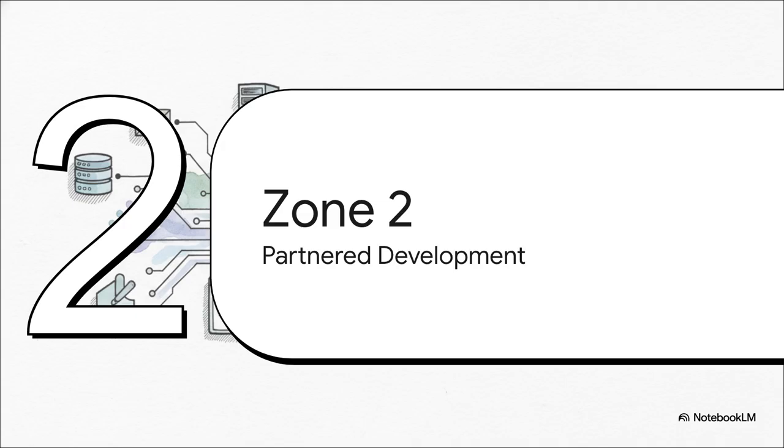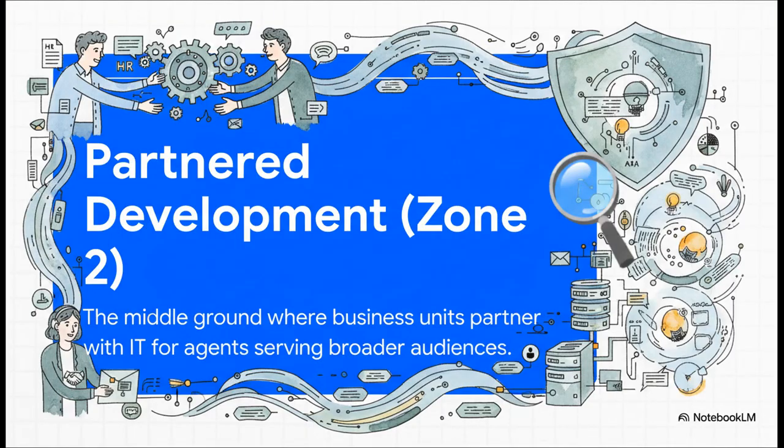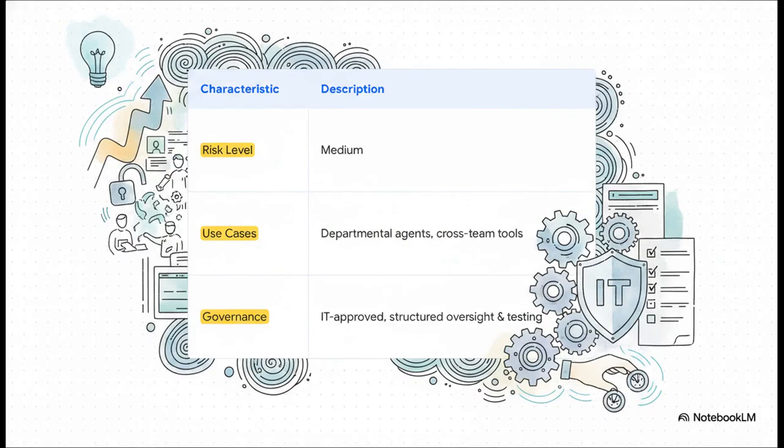Okay, moving up a level, we get to Zone 2, partner development. And this is where things start to get a bit more collaborative. I like to call this the partner up zone. It's that middle ground where a business unit, let's say it's HR or customer service, has a bigger idea. They need an AI agent that can serve a whole department, or maybe one that needs to touch some more sensitive data. This is the point where they have to formally partner up with IT to build it the right way.